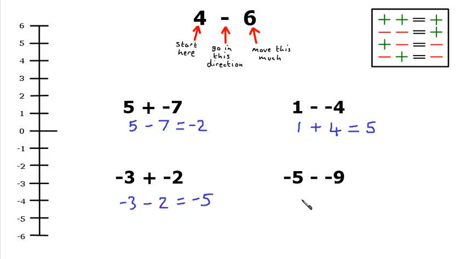And the final one, again we've got two negatives. Two negatives are equivalent to a plus. So we've got -5 plus 9. So we start at -5 and we're going up by 9. 1, 2, 3, 4, 5, 6, 7, 8, 9. So the answer there is positive 4.